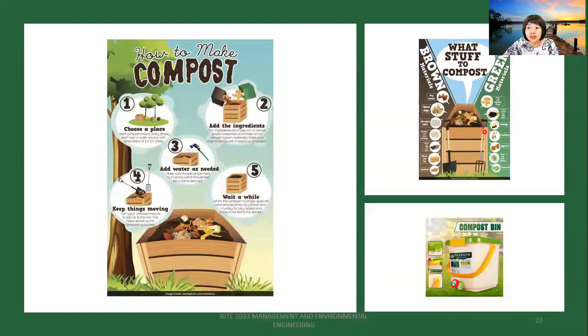Okay. So this is the composting process. You choose a place and then add the ingredients: soil, brown materials, and green materials. Then add some water, keep things moving, and wait for a while. Okay, so these are the things that can be composted. And this is the compost bin that you can purchase on Lazada or Shopee, and you can do it at your homes.